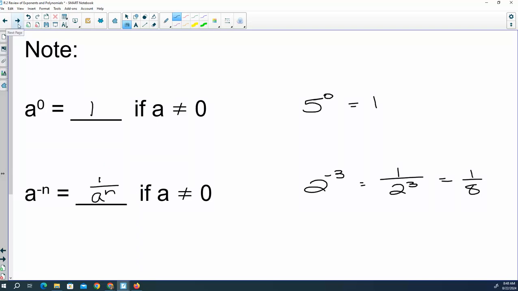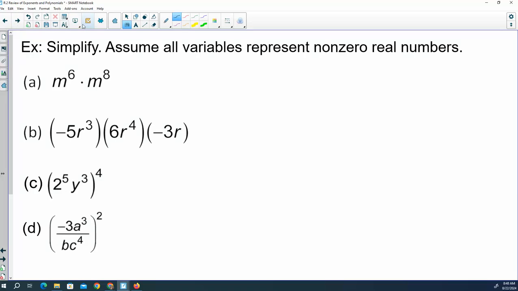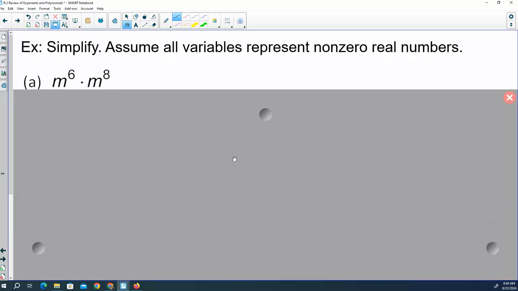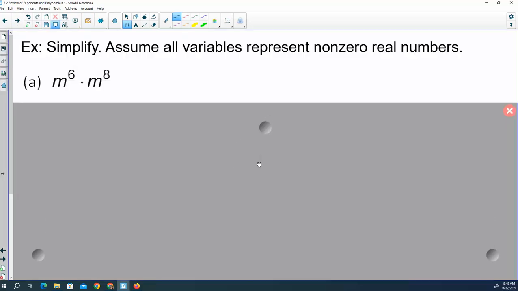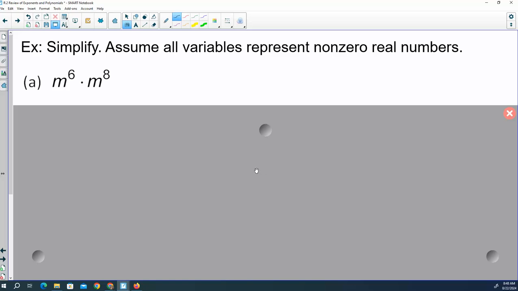Let's just see if we can simplify some expressions with exponents. m to the sixth times m to the eighth. Just add those exponents. So again, these you can just add on the back of that handout or on another sheet of paper if you want to use your notebook. I didn't type those examples.